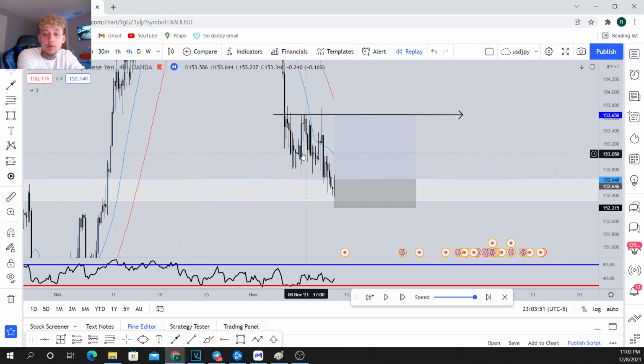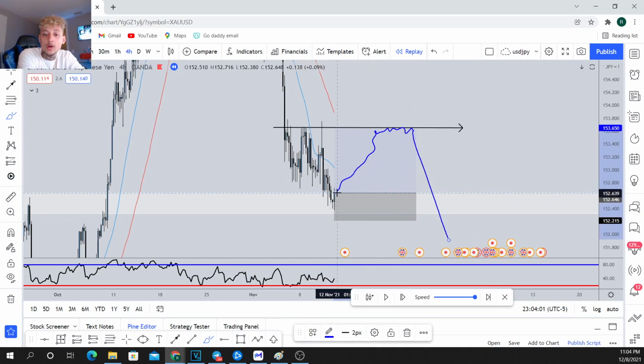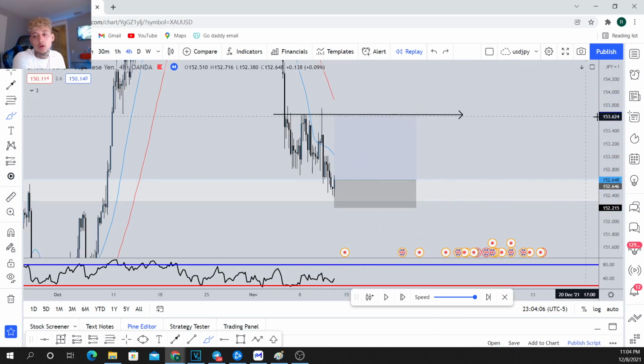Now, when it comes to our take profit, I'm going to target the nearest level of resistance. Why? Because what could happen is price goes up to resistance and either consolidates and breaks lower or consolidates and continues higher. It's one of the two, but you want to play it safe.